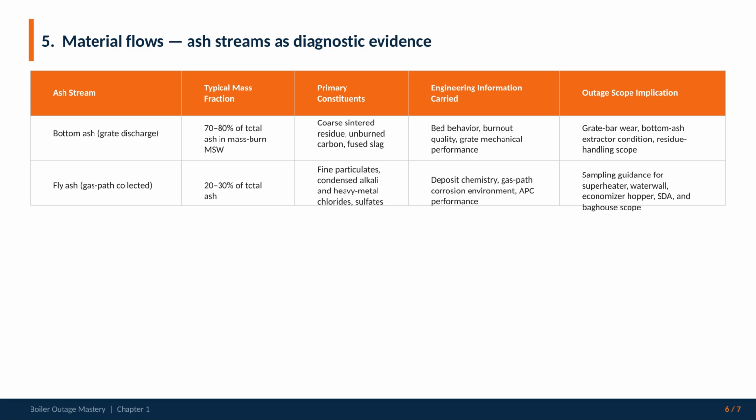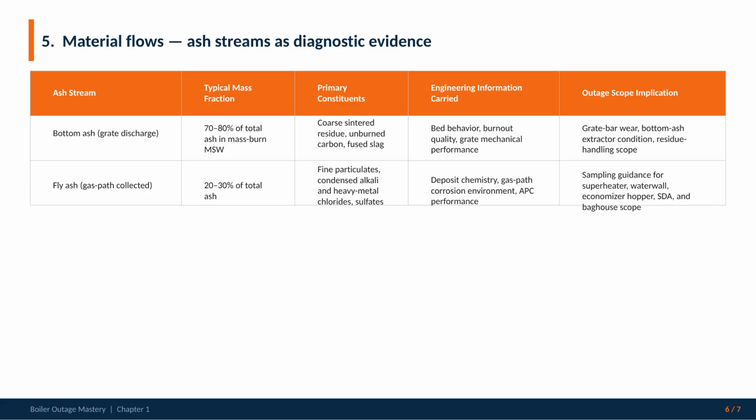I want to close this chapter with a concept that most outage teams overlook entirely. Ash streams are not just waste products, they are diagnostic evidence. Every time you open a boiler for an outage, you have access to two residue streams that tell you exactly what has been happening inside the machine since the last time it was open. Bottom ash and fly ash are both telling you something important.